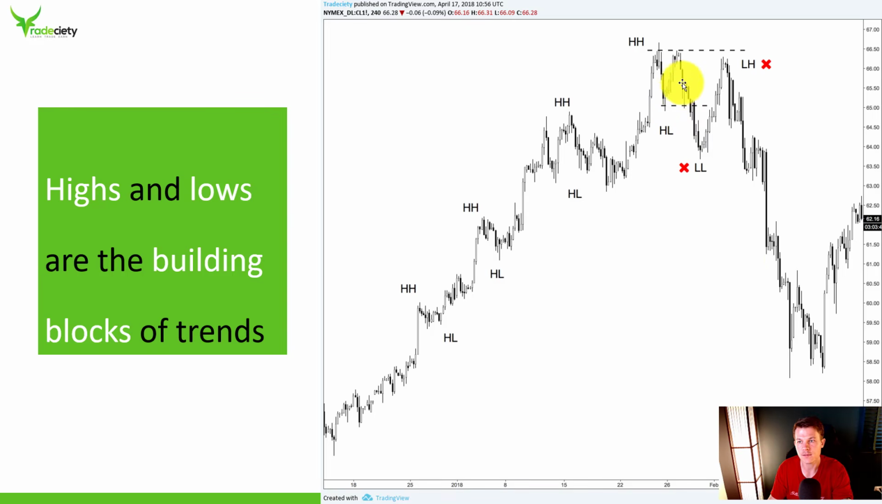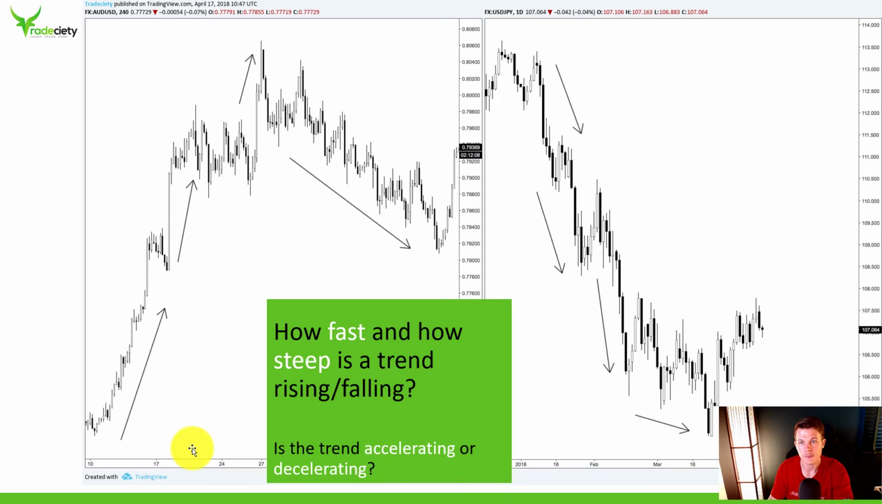So here you can see, here was the highest high, then here we have a lower high, and we had a lower low before. So now we have a complete trend change here, from higher highs and higher lows to lower lows and lower highs. And then you can see this foreshadows the complete collapse of the market here.